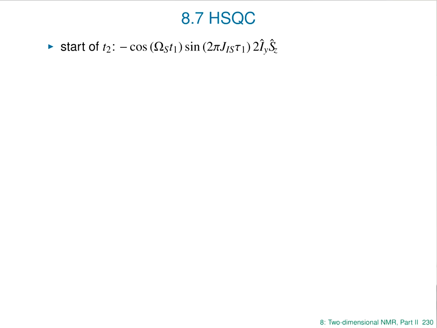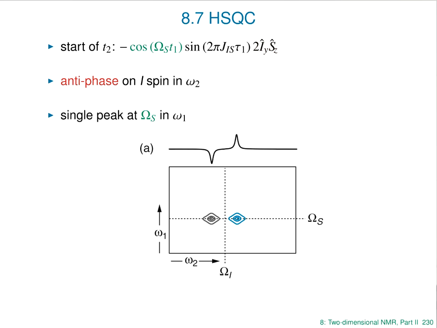So what does the spectrum look like? It's this, and we can see here that it's going to be antiphase on spin I, because it's 2IYSZ. So it's going to be antiphase on spin I in the little omega 2 dimension. And if you look at the modulation in T1, the modulation is cos omega S T1. So that means there's just a single frequency modulating the spectrum in T1. Don't confuse this sine 2 pi J tau 1 term. That's not a modulation term. It's not a function of T1. All that term does is affect the intensity of the peak.